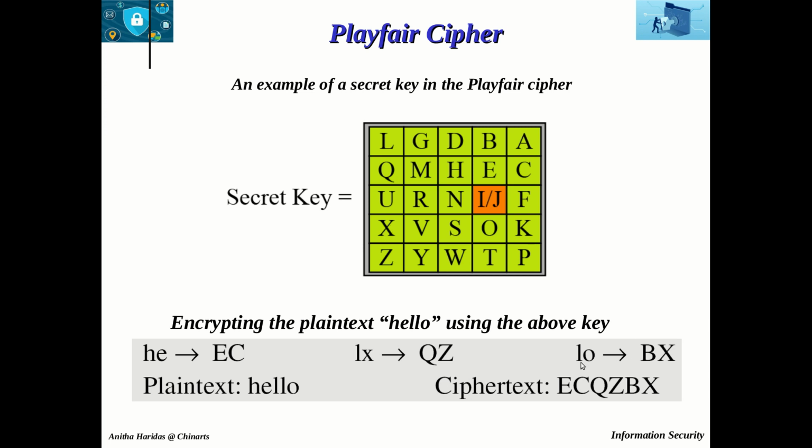And then we have LO. So L and O are in different columns and different rows. If so, what will we do? We will form a rectangle and take the horizontal opposite of each other. So the horizontal opposite of L will be B and the horizontal opposite of O will be X. So we will get BX. So this is how a Playfair cipher can be used for encrypting a message that uses a 5 by 5 matrix as the secret key.